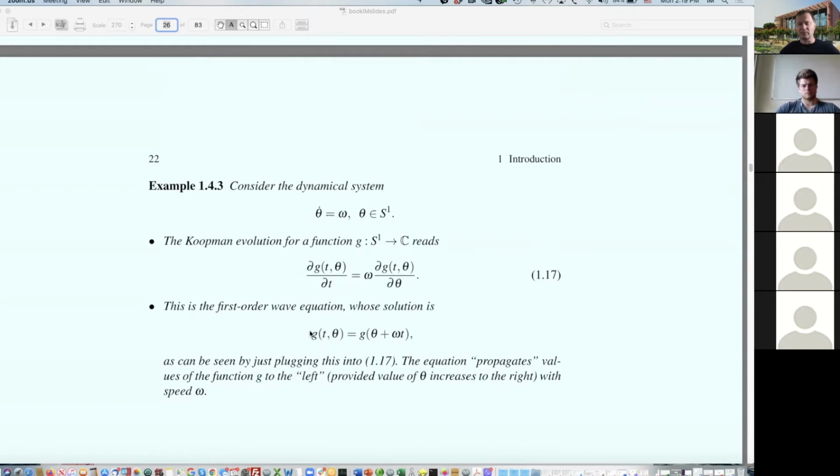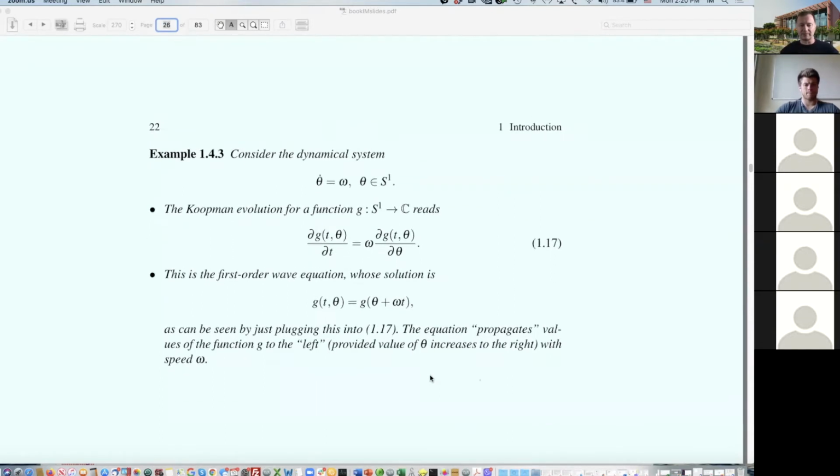And now you see that to obtain G at any time t at theta, you just need to go along a trajectory of this vector field, and that trajectory takes you to theta plus omega t. Theta plus omega t is just a solution of this equation starting at time t, starting from initial condition theta. You look up G over there, and that's your time-dependent G of t and theta. So it's basically propagation of values of function G to the left, provided the value of theta increases in the clockwise sense with speed omega, and back. All right.